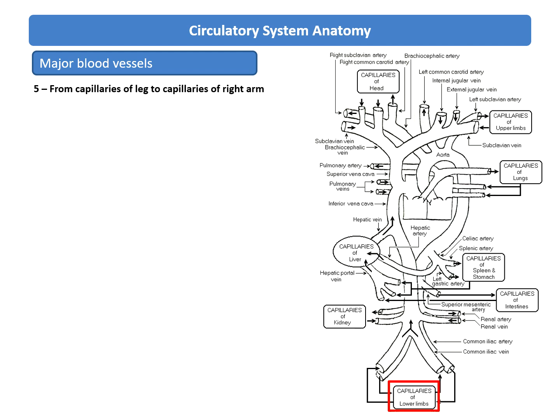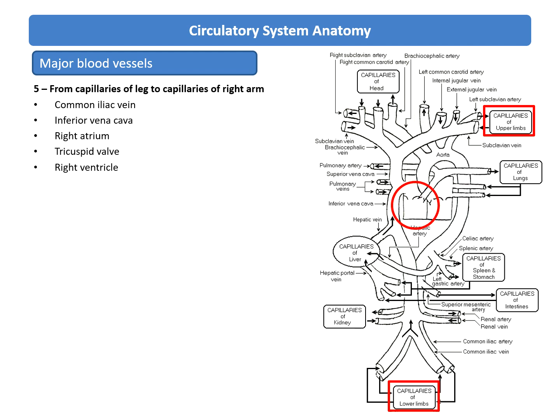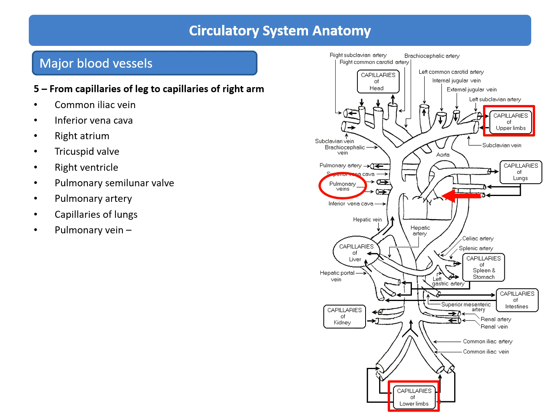Let's try capillaries of the leg to capillaries of the right arm. The blood leaves the capillaries of the leg by way of the common iliac vein. The blood passes into the inferior vena cava, into the right atrium, passes through the tricuspid valve into the right ventricle, then through the pulmonary semilunar valve, through the pulmonary artery, then through the capillaries of the lungs, and returns to the heart through the pulmonary vein.